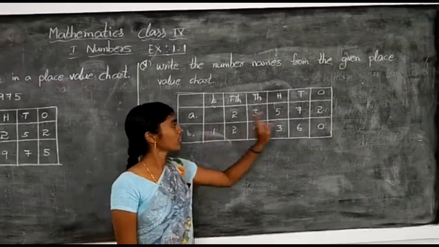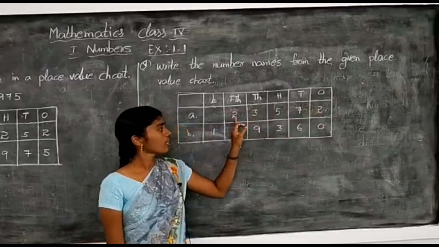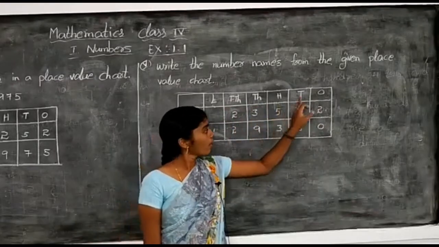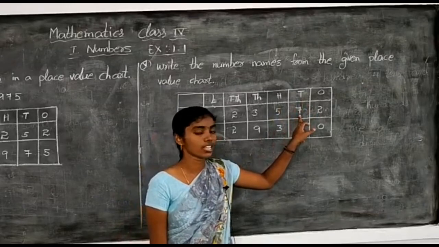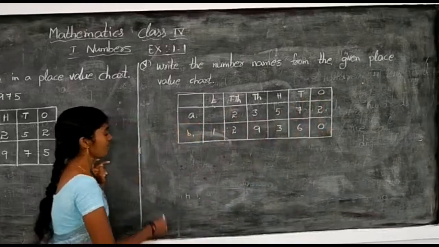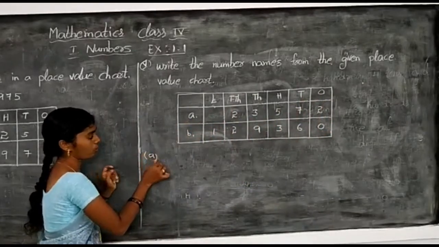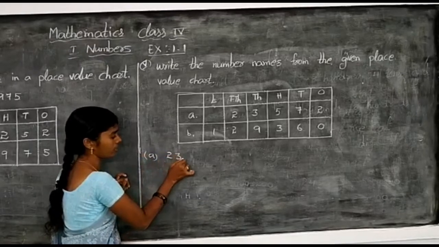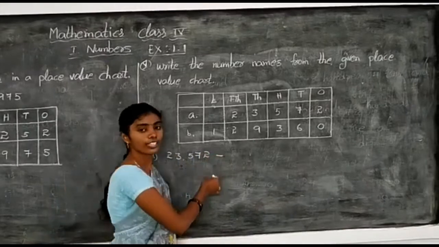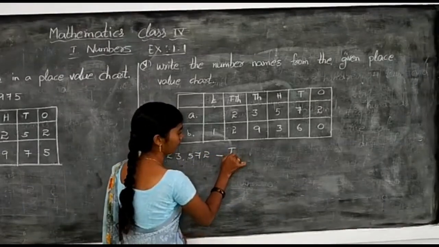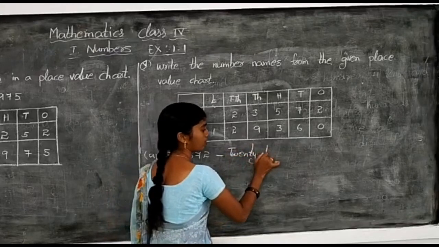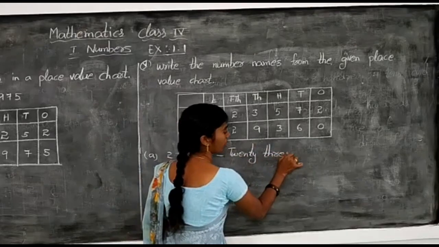Now can you see here what is the number? How many thousands are there total? 23,000. How many hundreds? 500. How many tens? 7 tens, that means 70. And how many ones are there? 2 ones. Now first we have to write the first one, A1 number name, 23,572. Now write the number name, that means spelling.